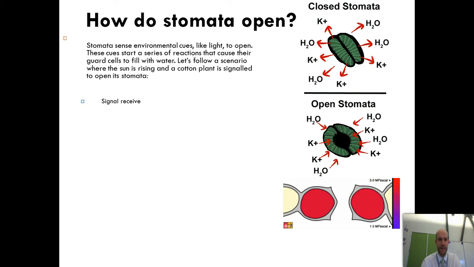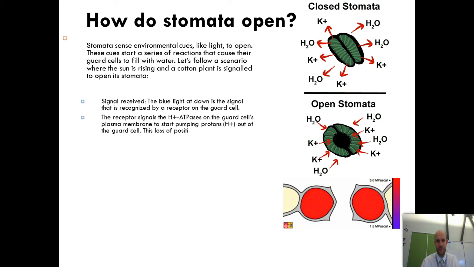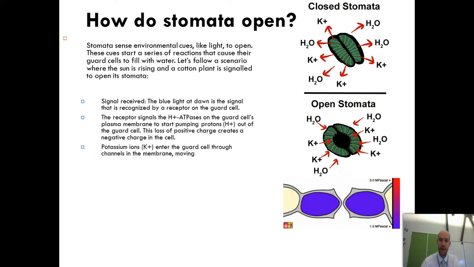And then, amazingly, the first thing that happens is at dawn they get blue light detected by receptors on the guard cell wall. So these receptors, they detect blue light. The receptor signals to H+ ATPases on the guard cell's plasma membrane to start pumping hydrogen ions out of the guard cell. That creates a more negative charge within the guard cells. And so potassium ions will flow into the guard cell. H+ pumped out, potassium flows in.